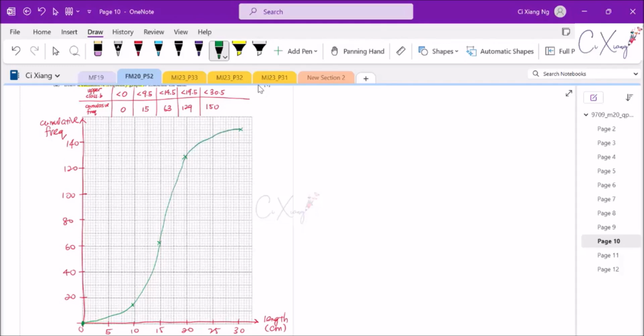Okay, so this is what I get for a cumulative frequency graph. So make sure you plot the points correctly. Make sure you measure the ratio clearly, with a consistent ratio, so that your graph looks normal and correct. So this is what you have for part A: how to sketch a cumulative frequency curve.